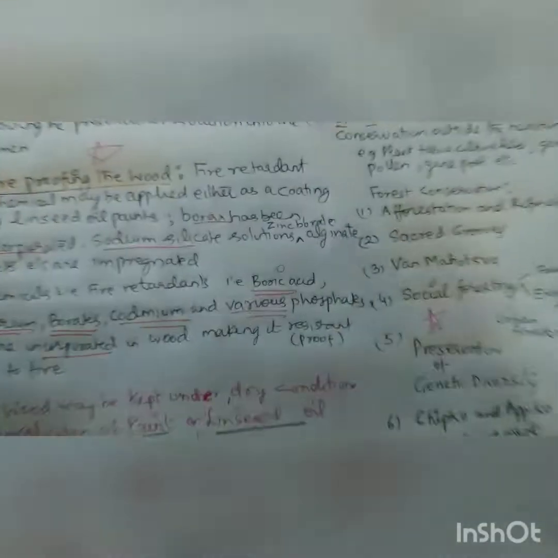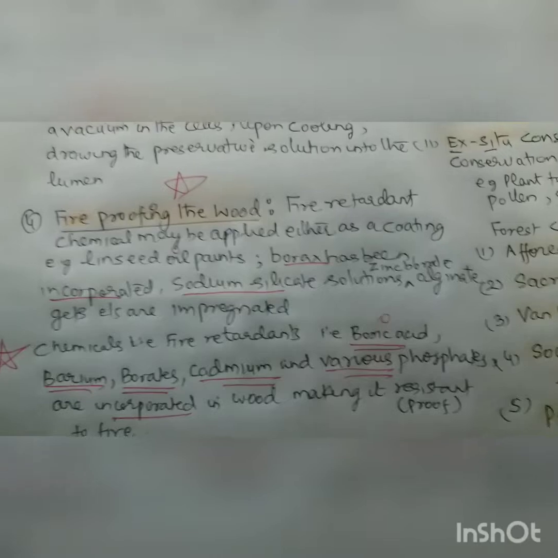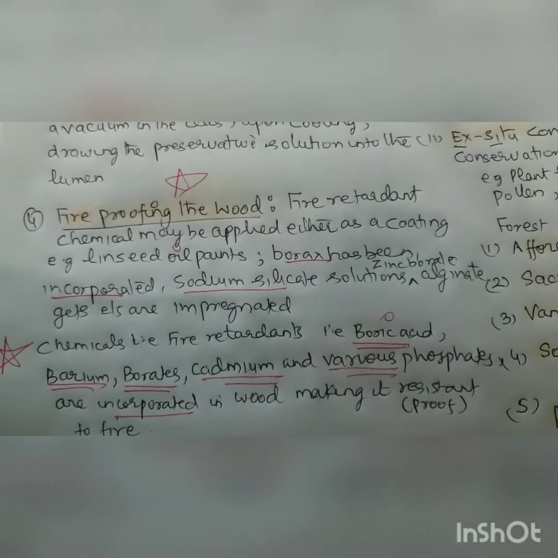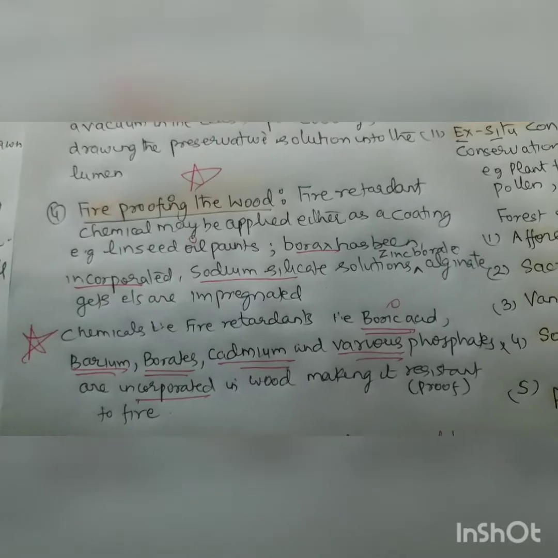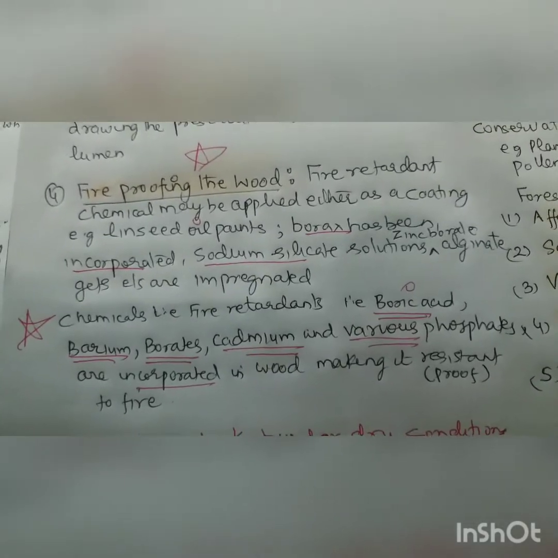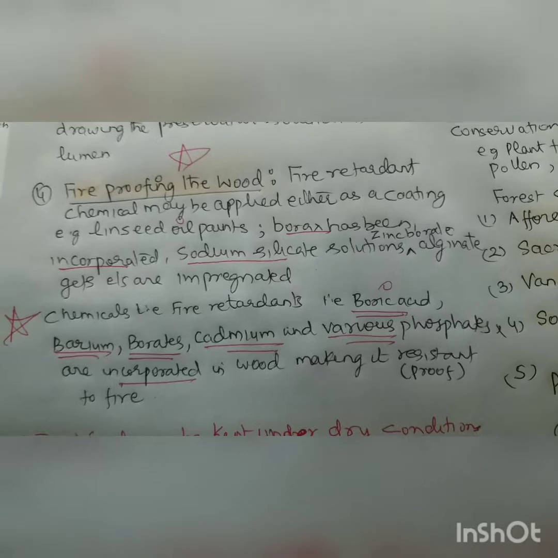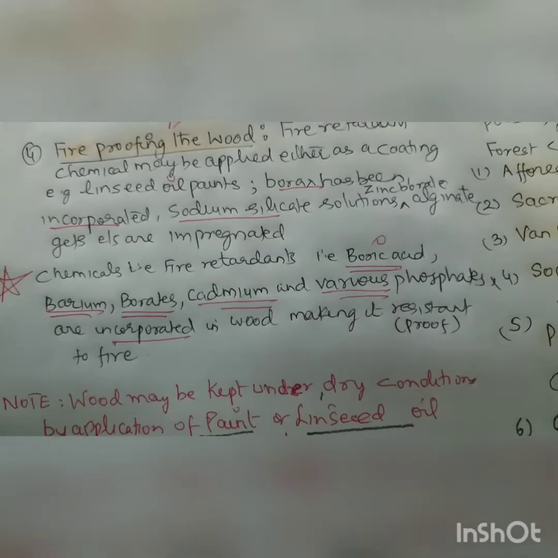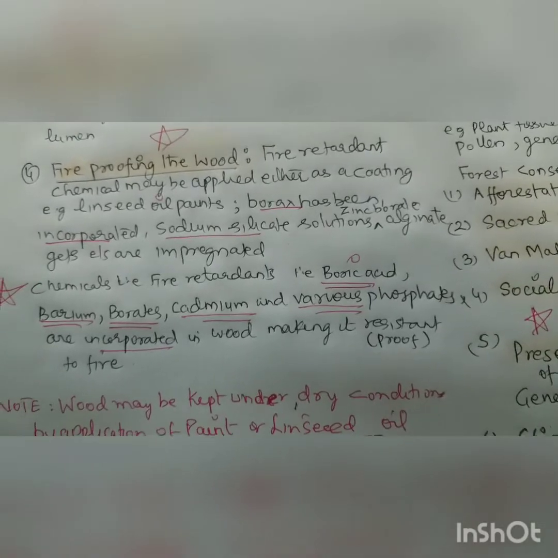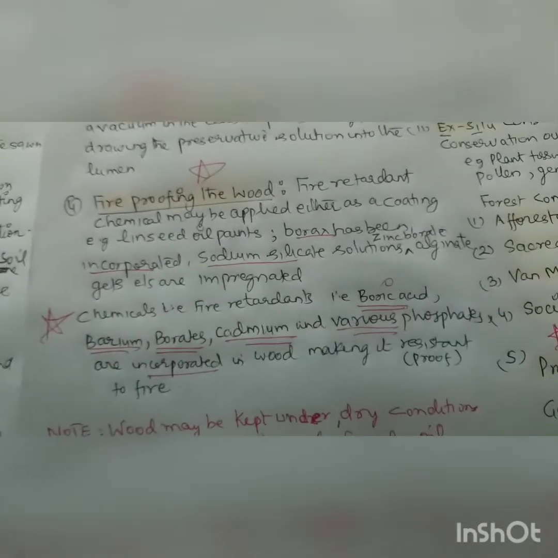And the last method is the fireproofing method. The fire retardant chemicals are applied either as a coating, for example linseed oil paints. Besides this, there are also fire retardants like boric acid, borates, sodium oxalate, cadmium, and various phosphates that are incorporated into the wood, and they prevent the wood from catching fire.